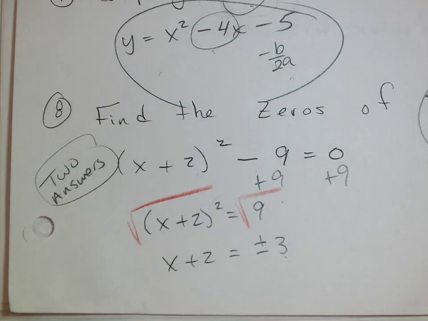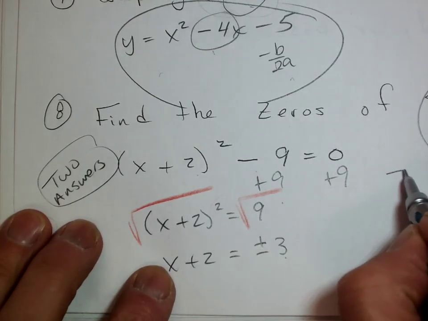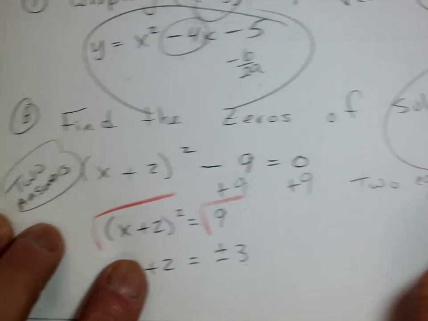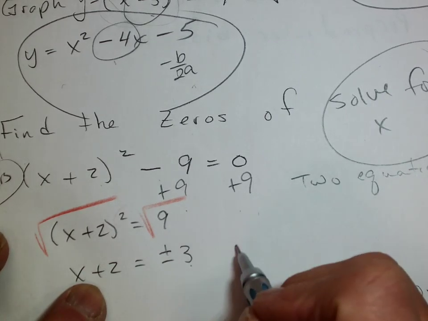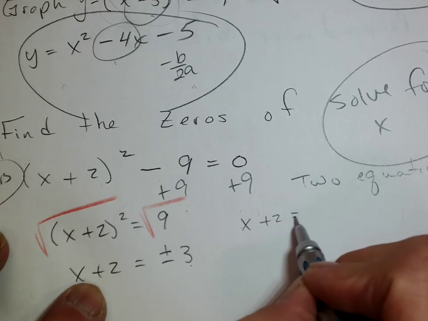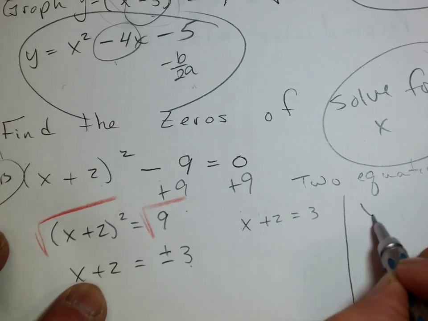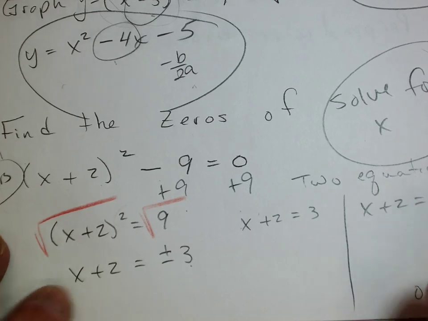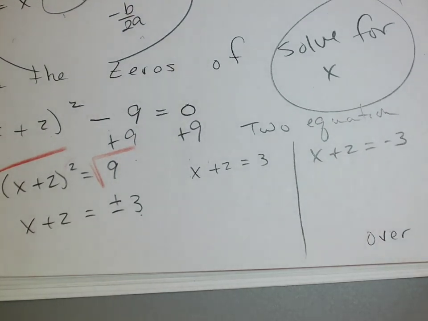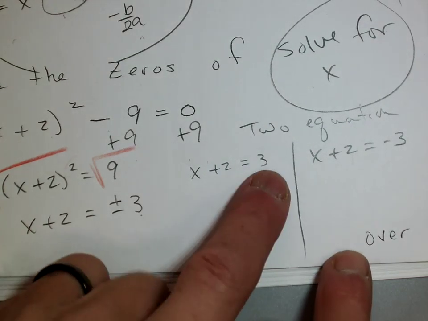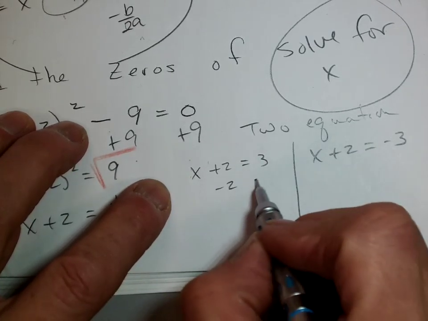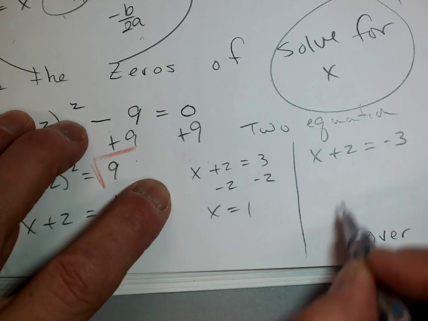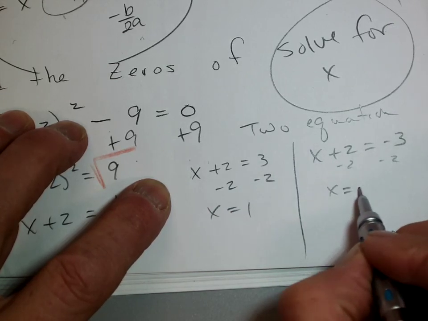Now, I'm going to have 2 mini equations. I need 2 answers, right? So I'm going to go 2 equations, okay? My 2 equations are this. I'm going to go x plus 2 equals 3 and x plus 2 equals negative 3. That way I'm going to get my 2 answers. That's my plus or minus 3. That's how I'm going to get my 2 answers, okay? So I went x plus 2 equals 3 and x plus 2 equals negative 3 because of the plus or minus 3. Now I'm just going to solve. Minus 2, x equals 1. Minus 2, x equals negative 5.